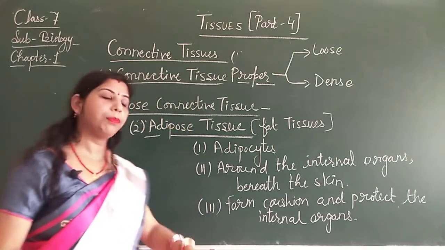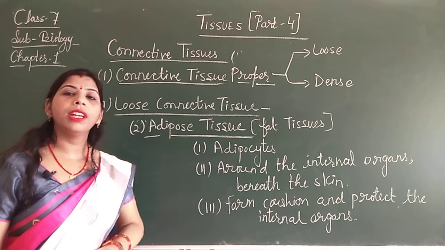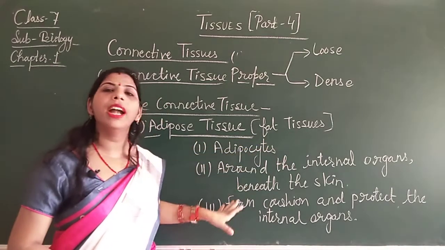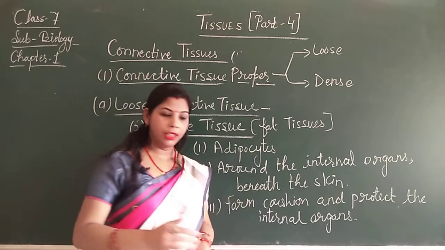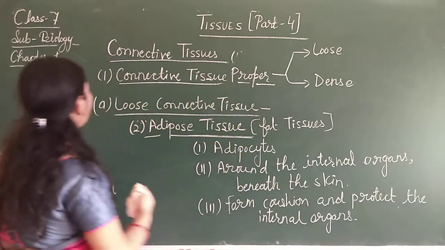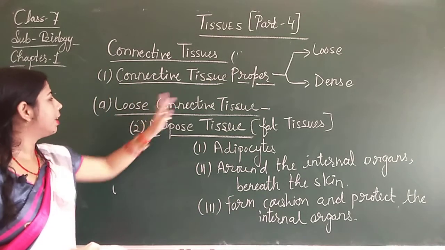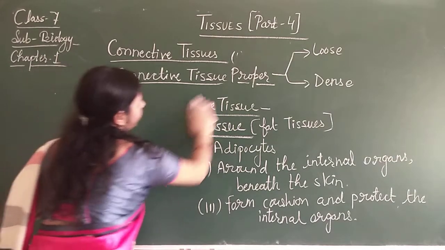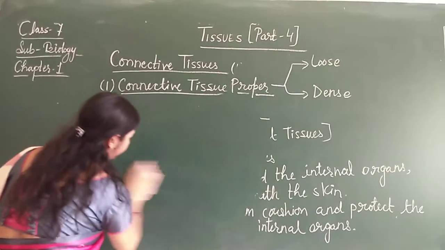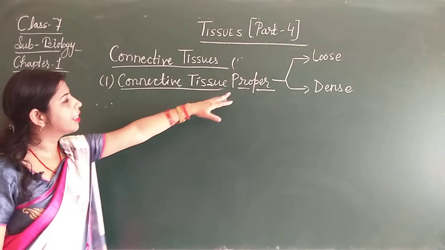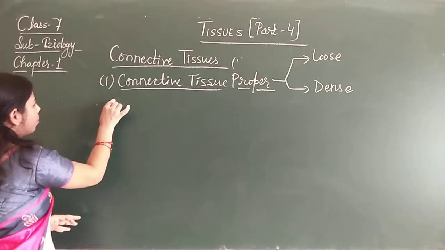It also provides heat during extreme cold, because these are made up of fat cells. That's why it also provides heat during the extreme cold. Now we will discuss the dense connective tissue.